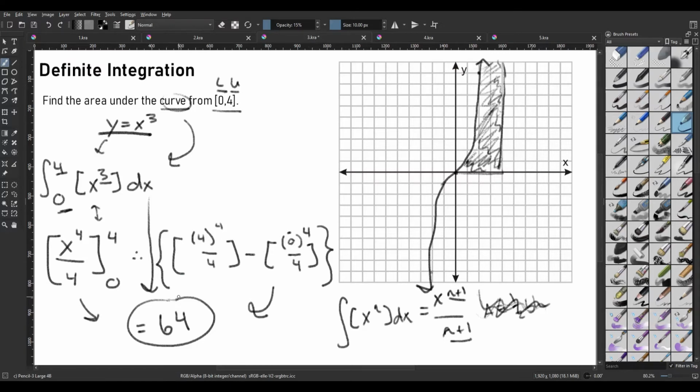So as it turns out, if we were to count up all of the infinitesimally small spaces underneath this curve, from 0 to 4 on the x-axis, we would get 64 exactly. Calculus is wild like that. We'll do some more examples next.